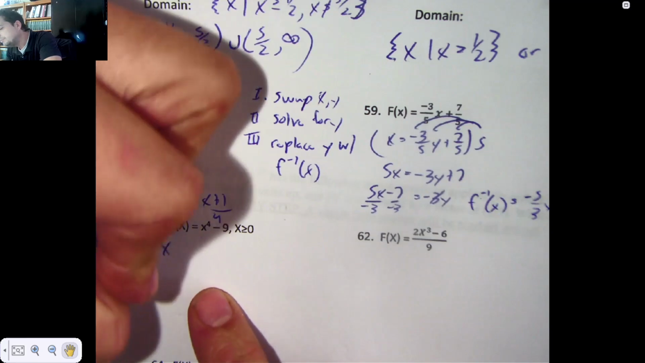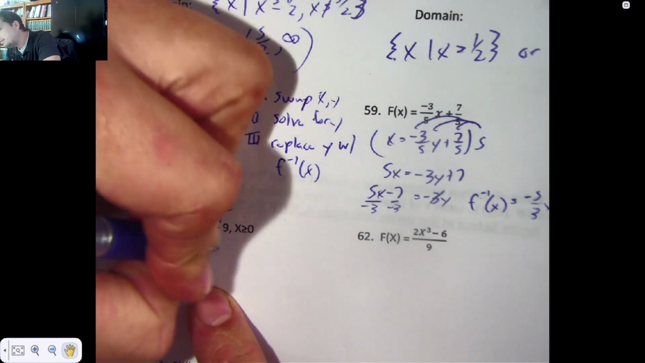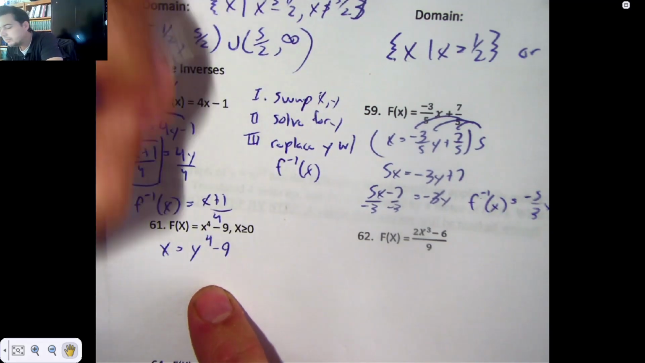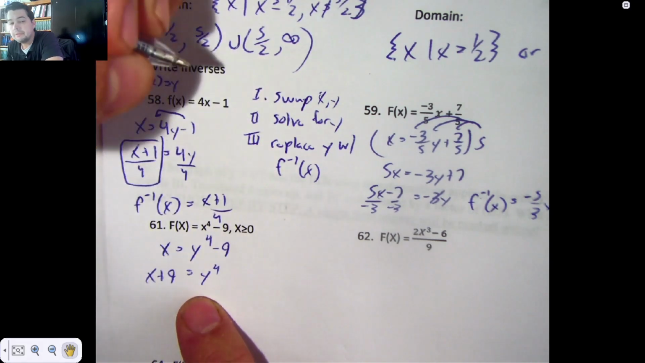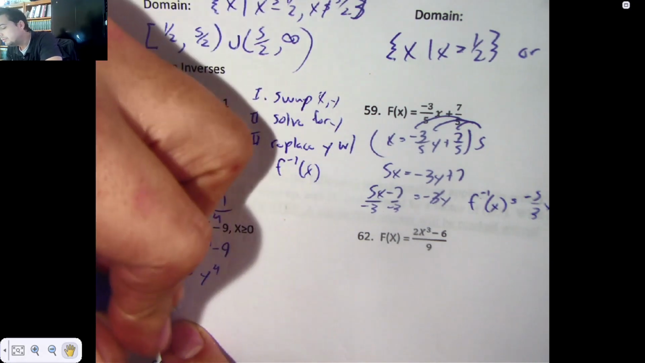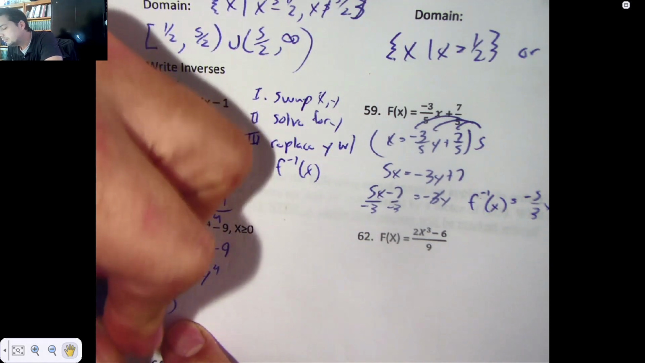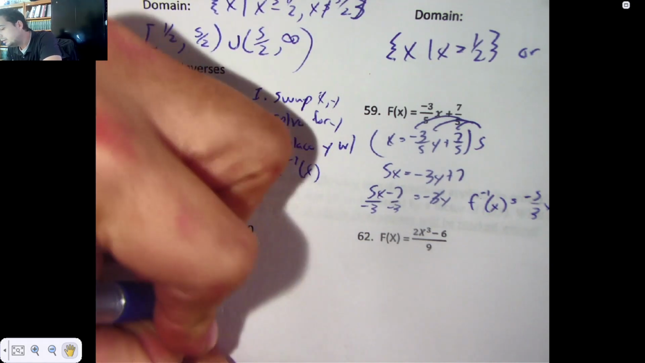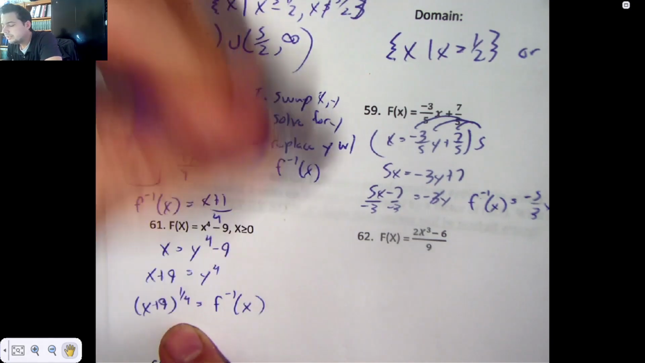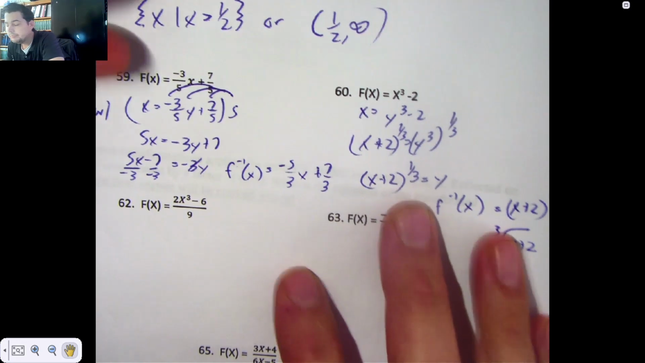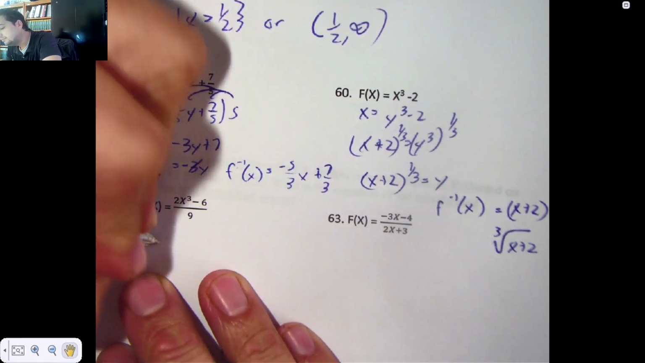But anyways, swap x and y, rinse and repeat, same thing over and over. Add 9. The opposite of the 4th power, obviously the 4th root, better known as the 1/4 power. And ta-da, so long as x is greater or equal to 0. 62 has a fraction. Big deal.